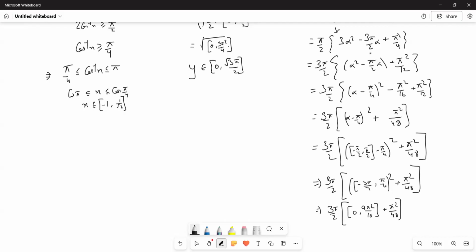I hope I haven't missed out on anything calculation wise. हाँ ठीक ही लग रहा है. Okay. So अब this would then be 3 pi by 2 into 0 plus pi square by 48 is pi square by 48 and 9 pi square by 16. So 9 pi square 9 9 9 16 को 3 से किया 27 28. 28 pi square by 48 ये आ जाएगा.